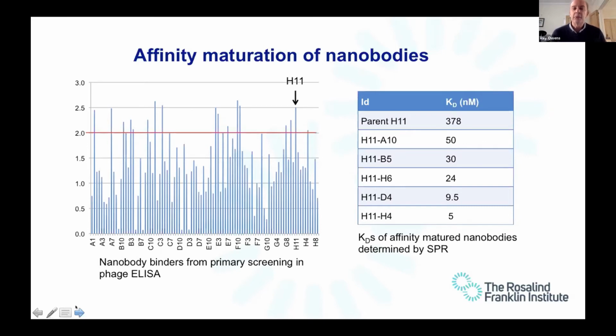So in the right-hand table, there's a series of affinity matured variants of H11, in which, as you can see from the KD, we've gone from around 400 nanomolar binding KD determined by SPR for the parent, right down to H11-H4, where we pushed it by nearly 2 orders of magnitude to a KD of now 5 nanomolar. And that's all by mutagenesis in vitro. So these are the molecules we're going to talk about in a little bit more detail, particularly focusing on the most potent ones where we've done the most work. And this was published earlier this year.